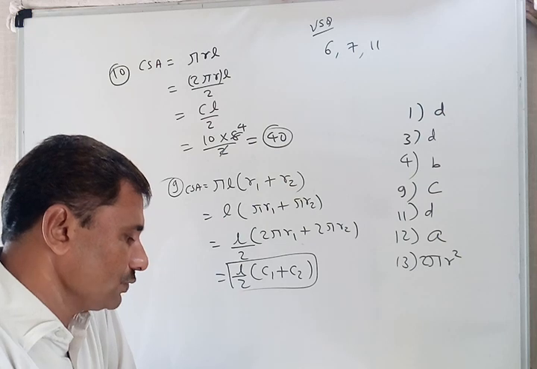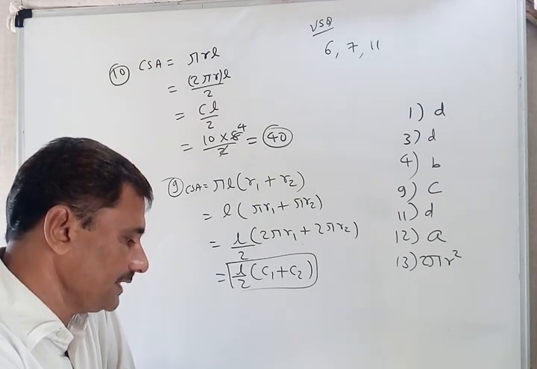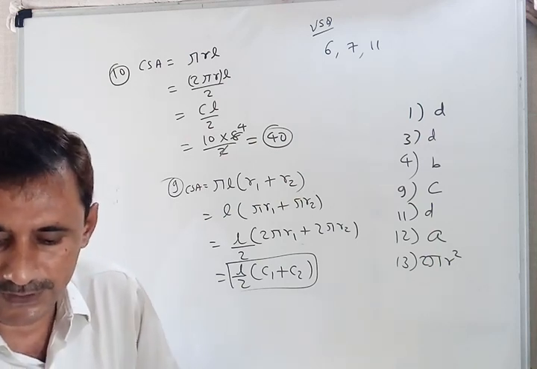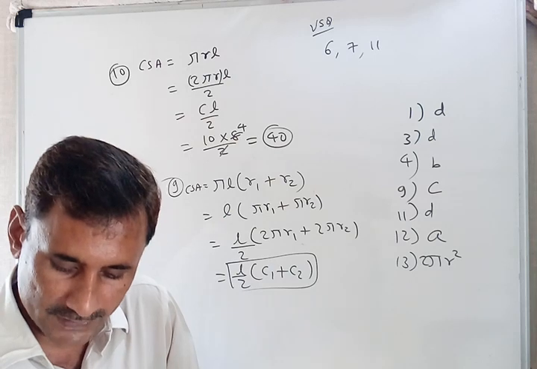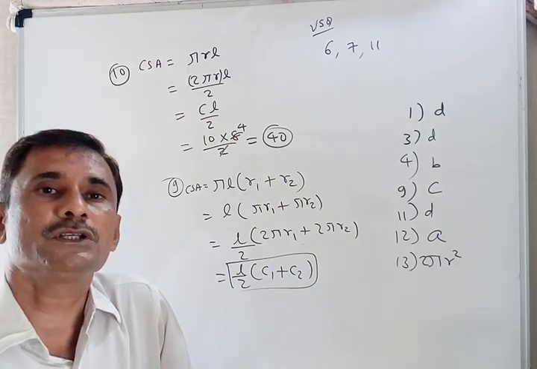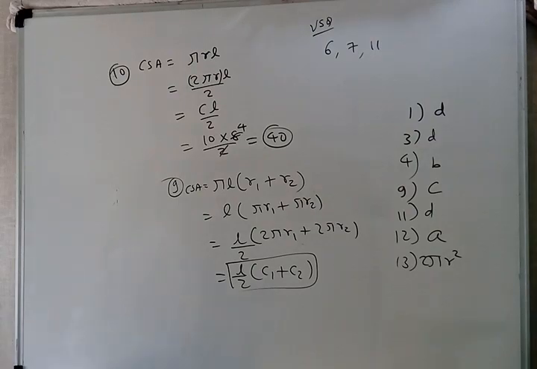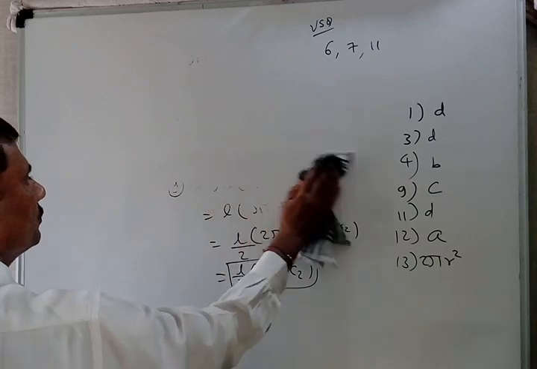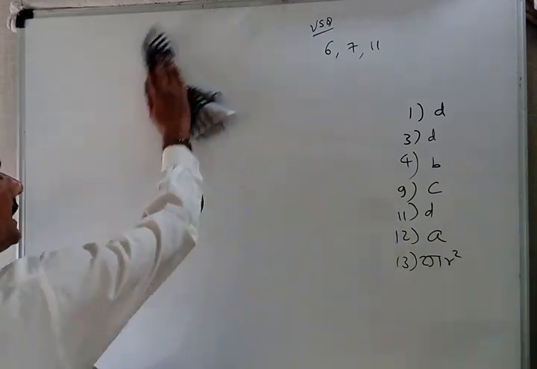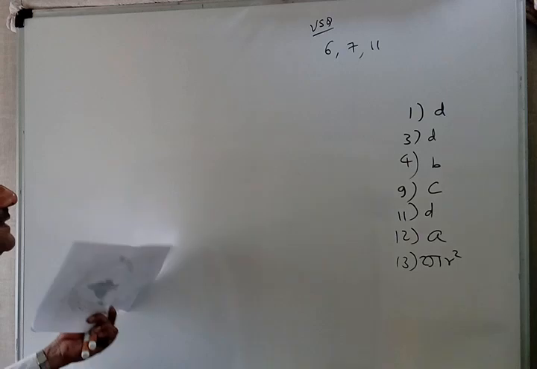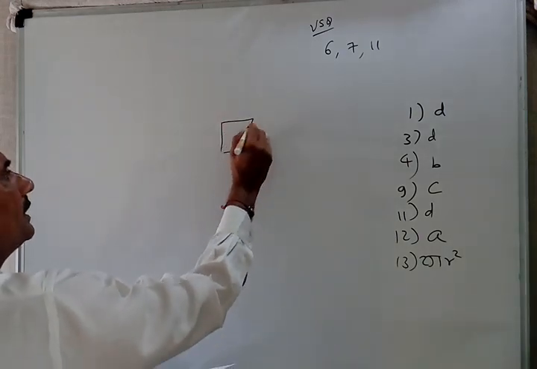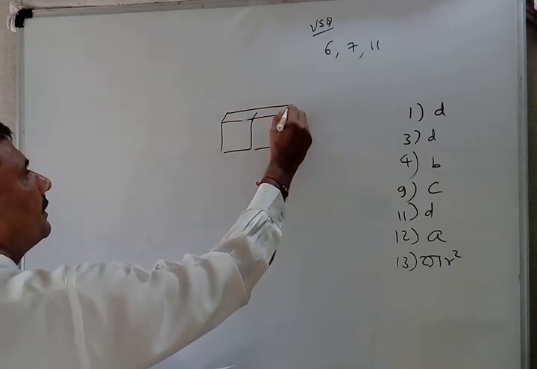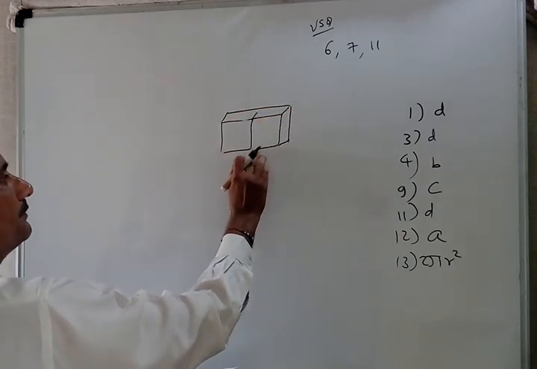Now 12. Two cubes of volume 8 centimeter cube are joined end to end. Find surface area of the resulting cuboid. Same type of question we already solved in 13.1 question number 1. There the volume given was 64, here the volume given is 8. Okay, so it is very simple. If you join two cubes, then it will become a cuboid. This way, a cuboid is formed.